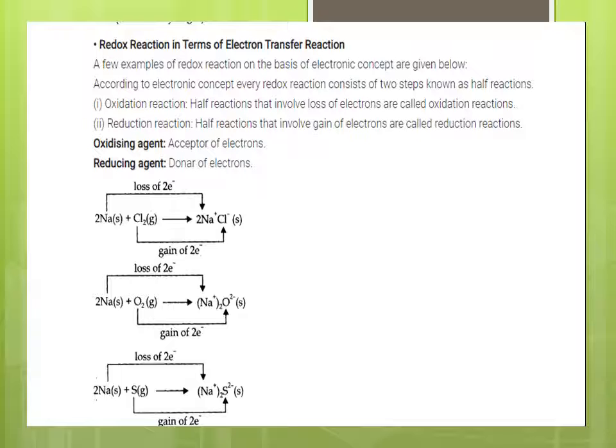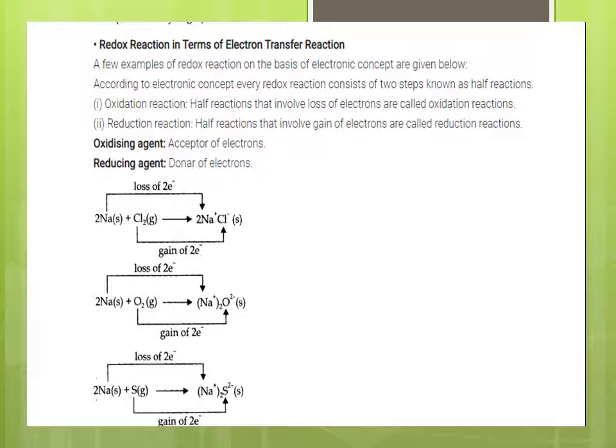Now again there are three examples on the screen. In the first example, there is gain of Cl2, that is an electronegative element. In the second example, there is gain of oxygen, O2. In the third example, there is again gain of an electronegative element, sulfur.